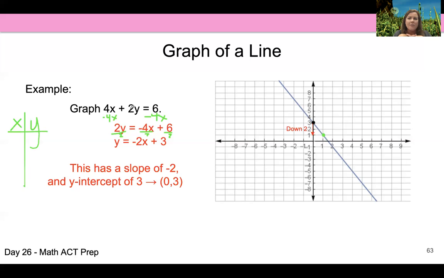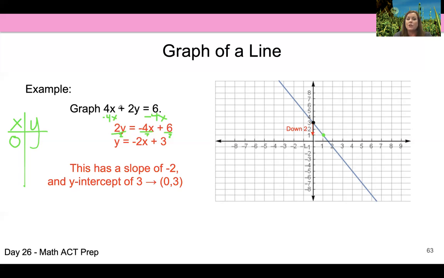But I've done enough math equations. I'm going to work smarter, not harder, and I'm going to pick 0. Why? Because anything multiplied by 0 is 0, and anything added to 0 stays the same. It's easy math. So let's let X be equal to 0 and find out when X is 0, what's the Y coordinate?